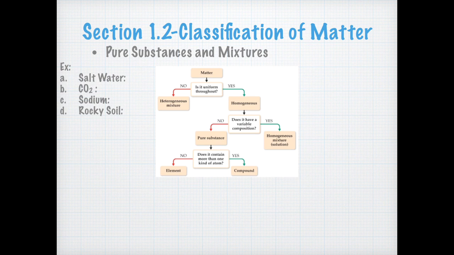So just as practice, I'm going to do the first one with you. If you have salt water, you know that you have a mixture because you have water and you have salt. And because salt water will be the same throughout, it will be uniform throughout, you have a homogeneous mixture. So what I want you to do right now is do the rest of these examples.